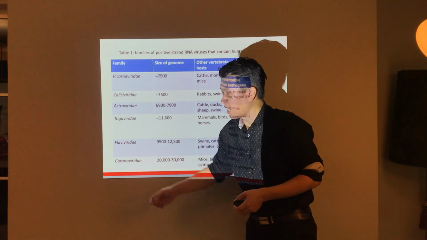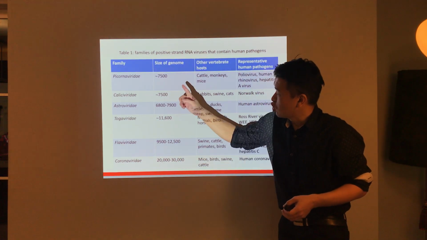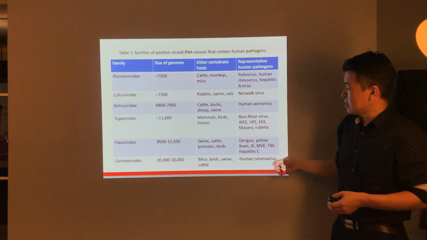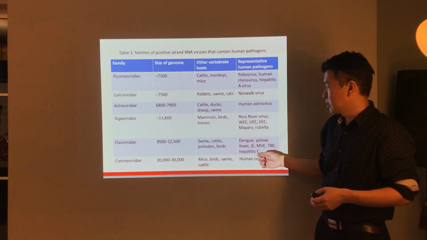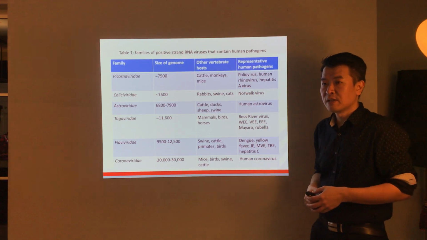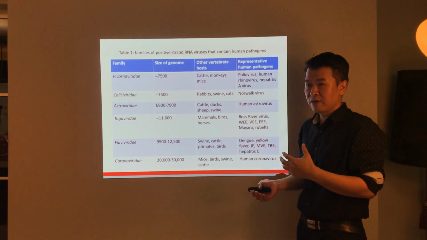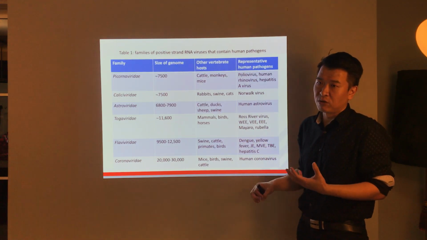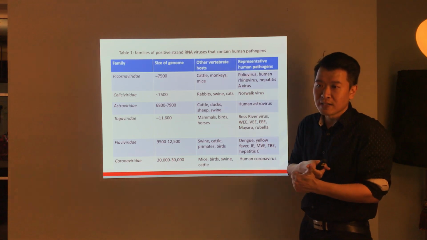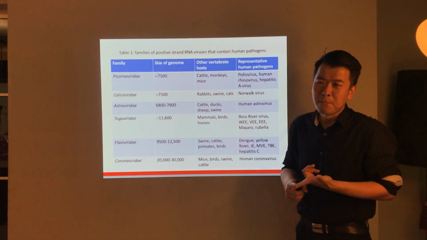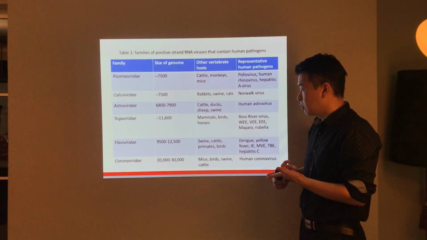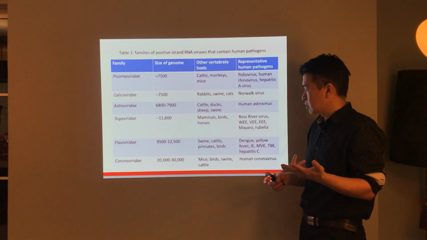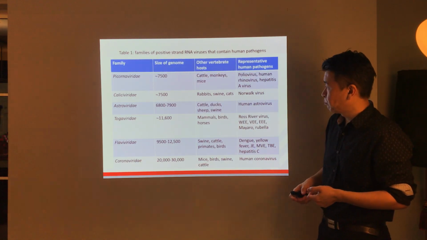Okay, and lastly we have Coronaviridae, with a genome size of 20,000 to 30,000. The common virus that causes disease in humans is human coronavirus. There are a few types of coronavirus. The general one is called the common cold, but we also have more serious coronaviruses that caused SARS in 2003. Then we have MERS, Middle Eastern Respiratory Syndrome coronavirus, and in 2019 we have COVID-19 that causes a pandemic around the world.